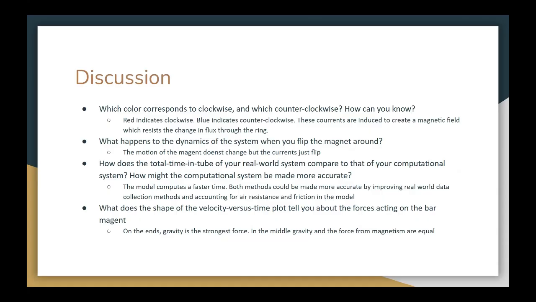Now, how does the total time of the tube of the real world system compare to that of the computational system? How might the computational system be made more accurate? I discussed that in previous slides due to the assumptions and errors in the experiment. And then what does the shape of the velocity versus time graph tell you about the force acting on the bar magnet? Once again, gravity overcomes the force of the magnetic field when it's entering and exiting the tube, and then they are equal in the middle of the tube, causing the magnet to have a constant velocity.